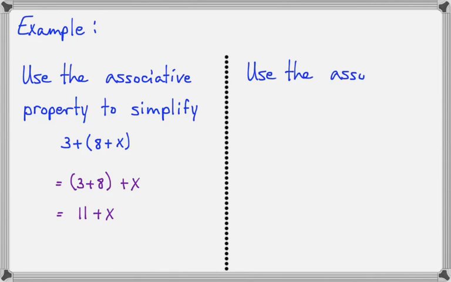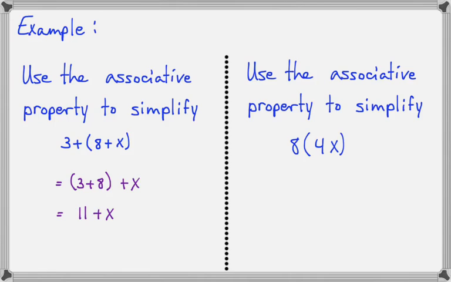And here's another similar one. Use the associative property to simplify 8 times 4x. So again, the problem is that because x is an unknown, we can't actually go through with the multiplication of 4 times x. But the associative property says I can change the grouping here, and instead of grouping 4 times x, I can group 8 times 4. And of course 8 times 4 can be written as 32. So this is really 32x.